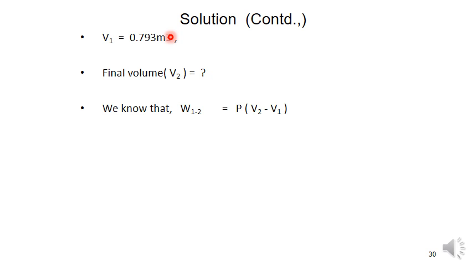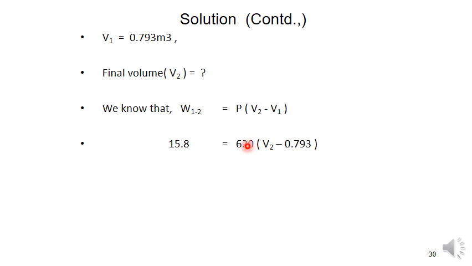For a constant pressure process, W12 is equal to P(V2 minus V1). So we know the W value, the P value and the V1 value, and the remaining value is V2. Substituting all the values in this equation, we will get the V2 value. So 15.8 is equal to 620 (V2 minus V1).